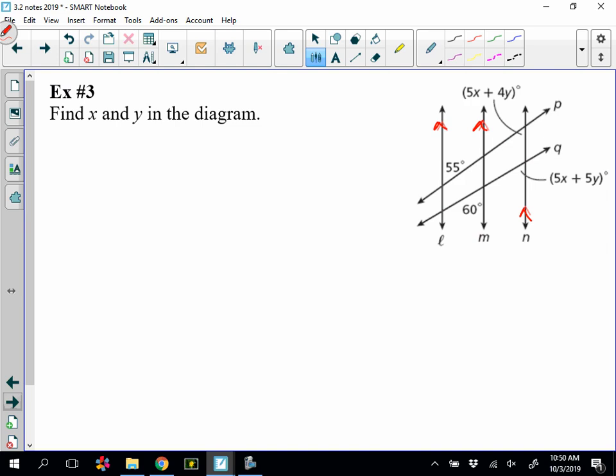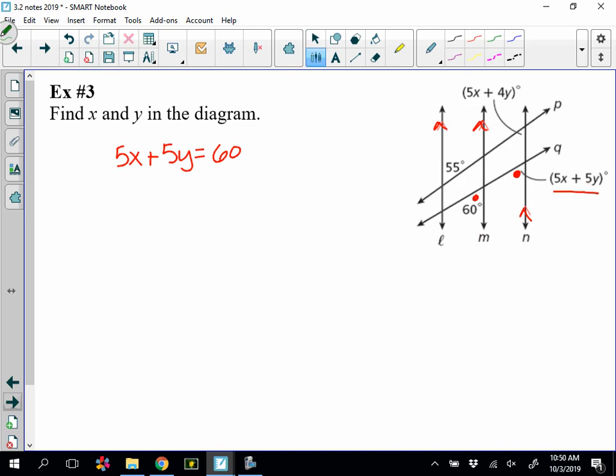If I start with 5x plus 5y, that's right here. I can link it together with 60 because those are corresponding angles. The corresponding angles postulate says that they're equal. So I can say that 5x plus 5y is equal to 60.